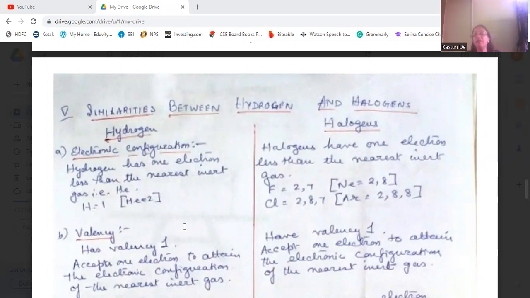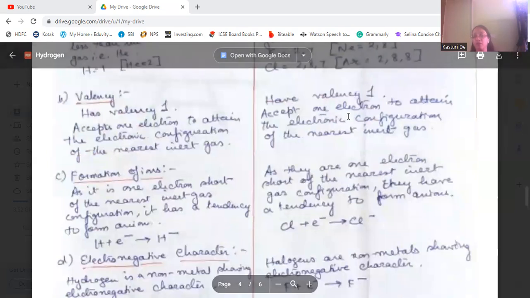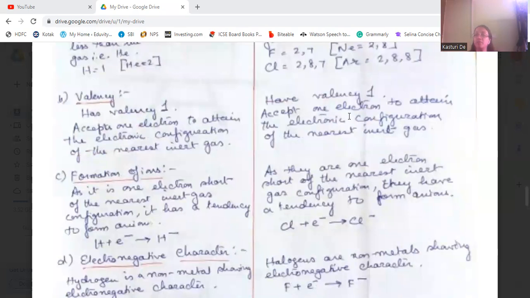Then valency: hydrogen's is 1 and the halogens' is also 1. Both hydrogen and the halogens accept 1 electron to attain the electronic configuration of the nearest inert gas. That is, hydrogen forms hydride, and the halogens form fluorides, iodides, and so on. Then formation of ions: as it is 1 electron short of the nearest inert gas configuration, it has a tendency to form an anion.